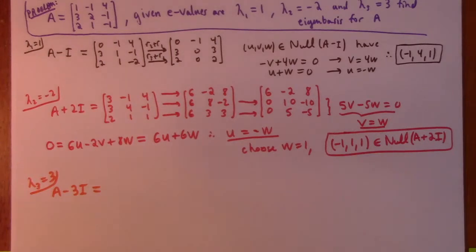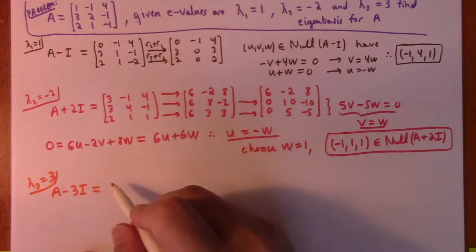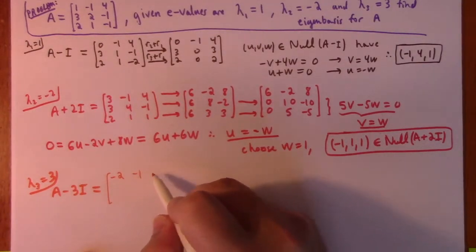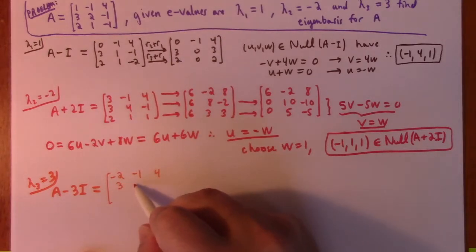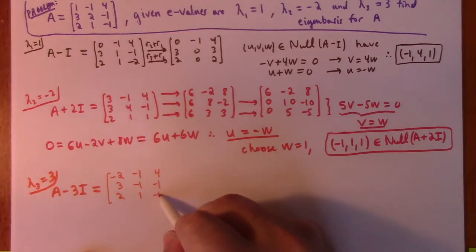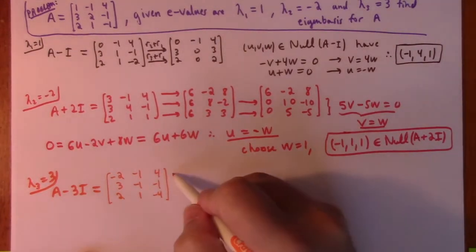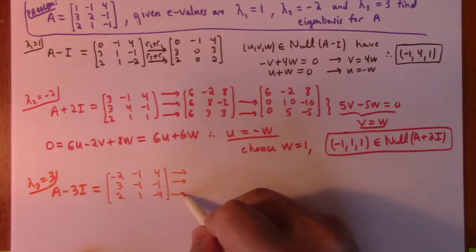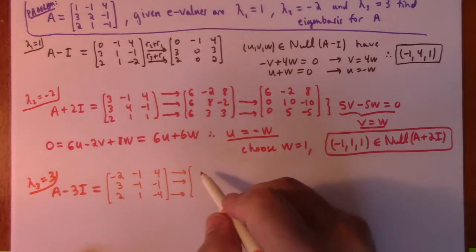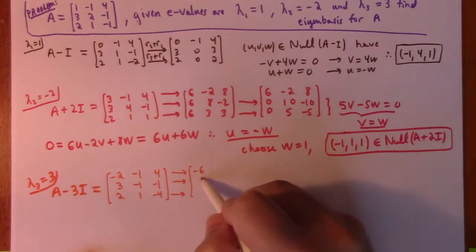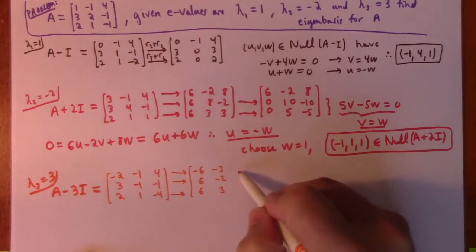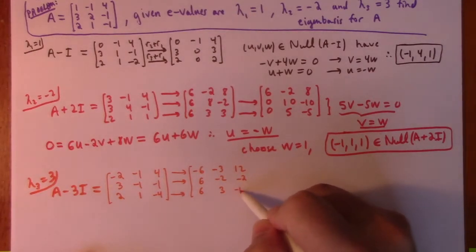This marker's not working. A minus 3i is, let's see here, minus 2, minus 1, 4, 3, minus 1, minus 1, 2, 1, minus 4. So again, I will just be rather unimaginative and make the first columns all match up by multiplying by 3, 2, and 3 respectively. That gives me minus 6, 6, 6 in the first column. And I've got minus 3, minus 2, 3, 12, minus 2, minus 12.